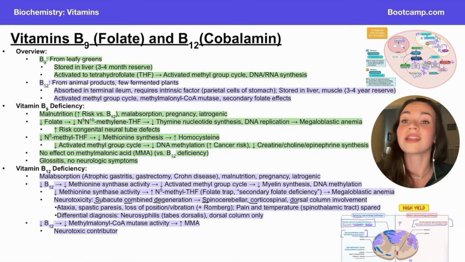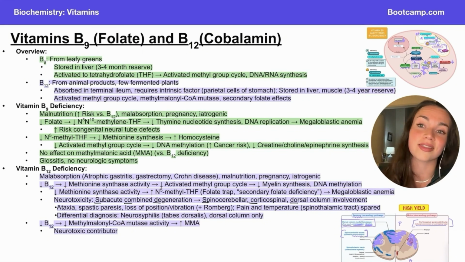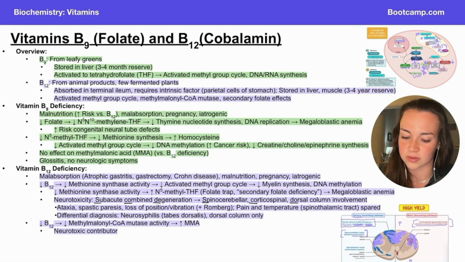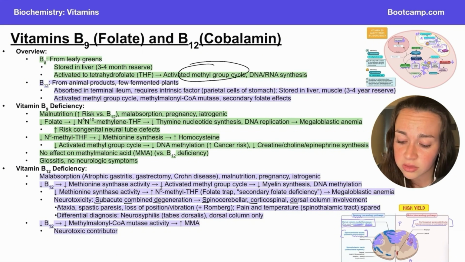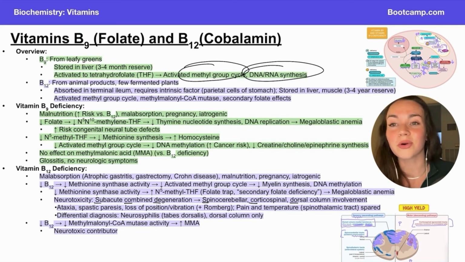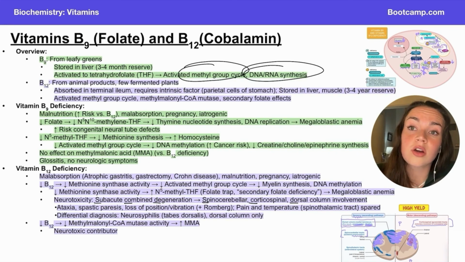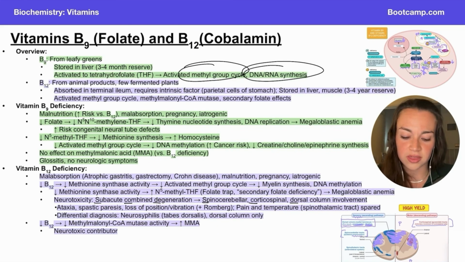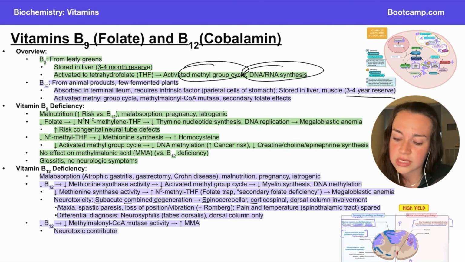So that is plenty on vitamins B9 and B12. Let's go ahead and wrap this up. Vitamins B9 and B12 are cousins that act together in a lot of different pathways, namely the activated methyl group cycle, DNA and RNA synthesis, homocysteine metabolism, the folate cycle, what have you. These were water-soluble vitamins, but they were unique in that there are storage reserves within the body. About 3 to 4 months for vitamin B9, 3 to 4 years in vitamin B12.